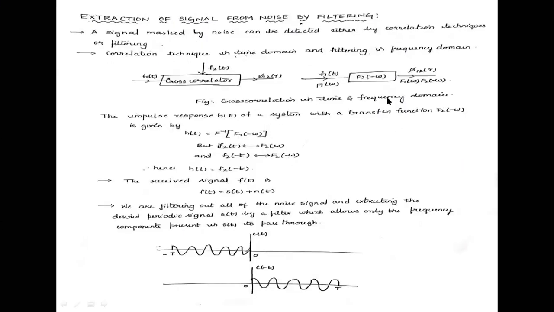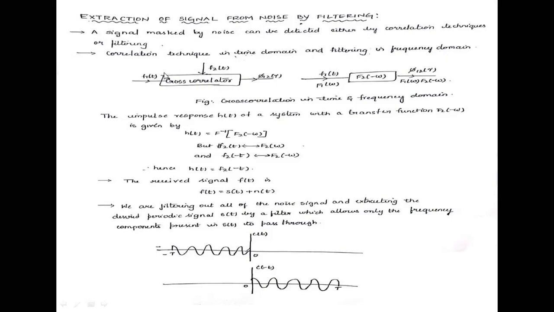The last topic here: extraction of signal from noise by filtering. A signal masked by noise can be detected either by correlation techniques or filtering. Correlation technique is in the time domain and filtering is in the frequency domain.